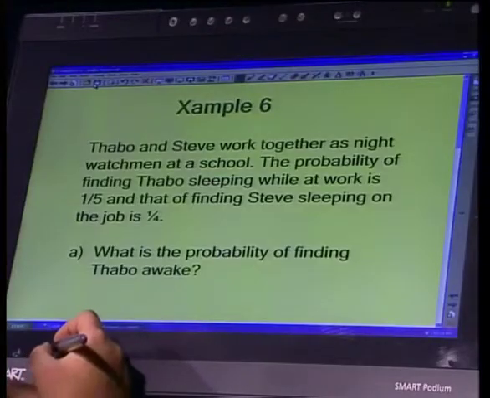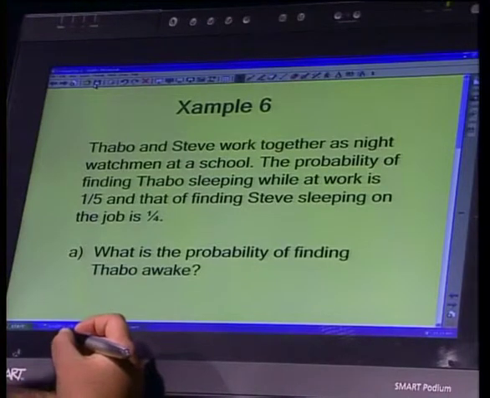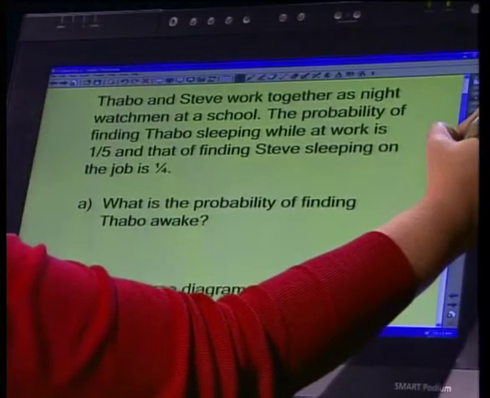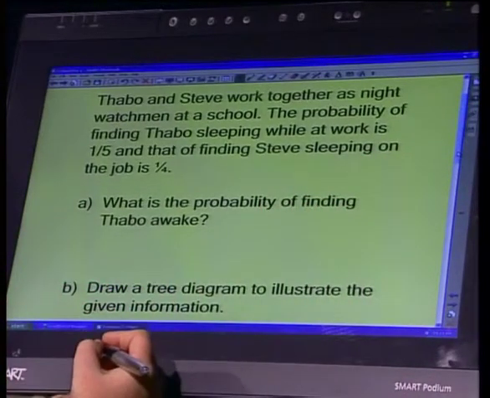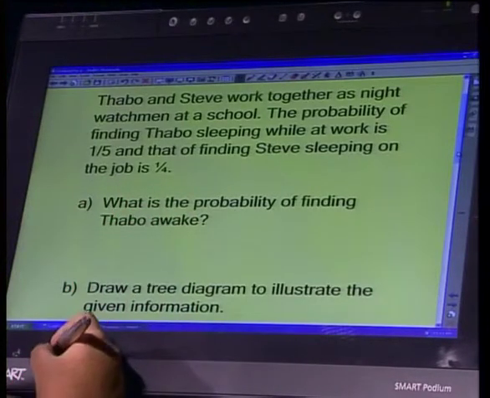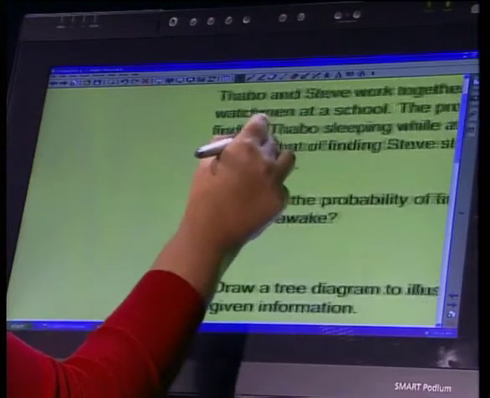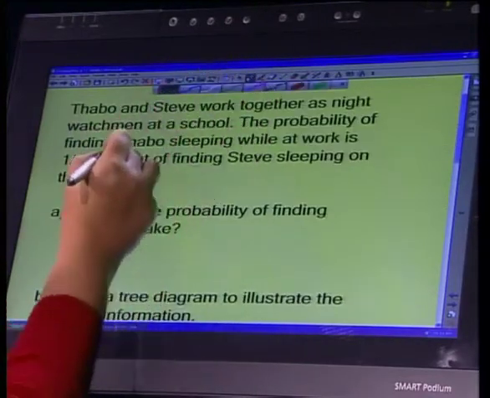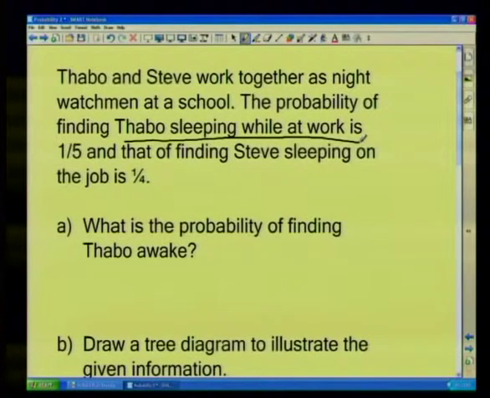Which says, what is the probability of finding Tabo awake? Now they haven't given us any information about him being awake, but obviously if he's not sleeping, he must be awake. So therefore the opposite, or the complementary fraction, of him being asleep. Tabo sleeping while at work is 1/5. So what are the chances of him not sleeping, in other words, awake?